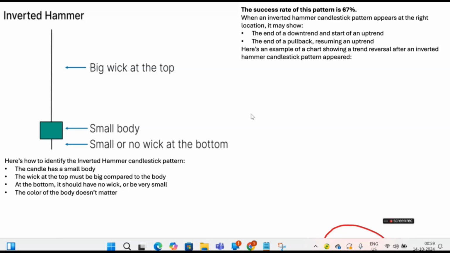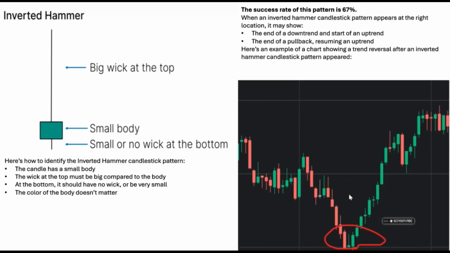The success rate of this pattern would be 67%. And here is the example of the inverted hammer.